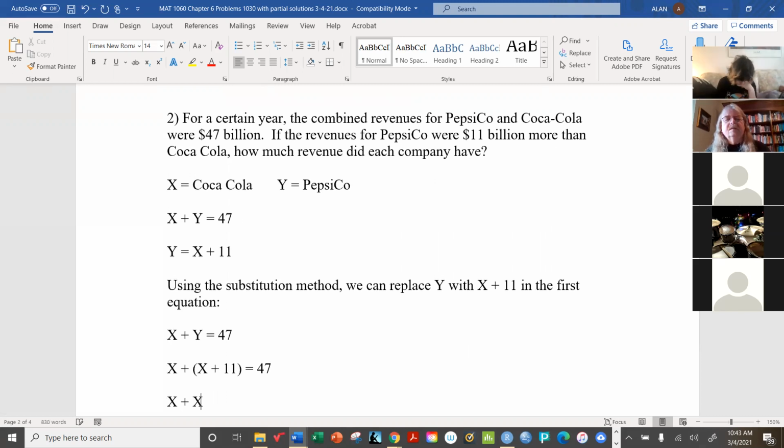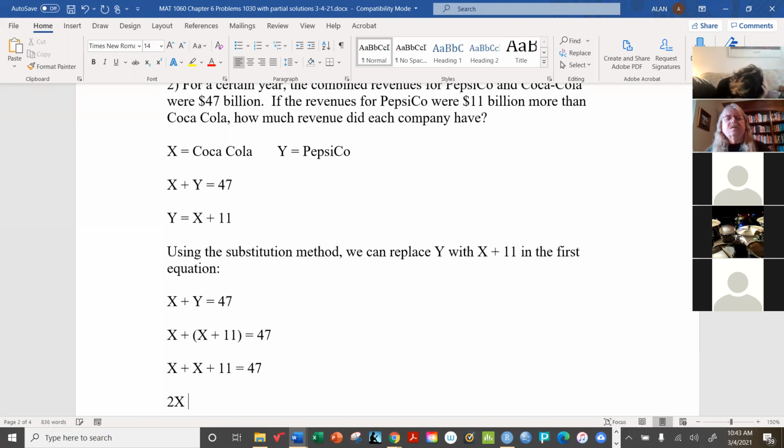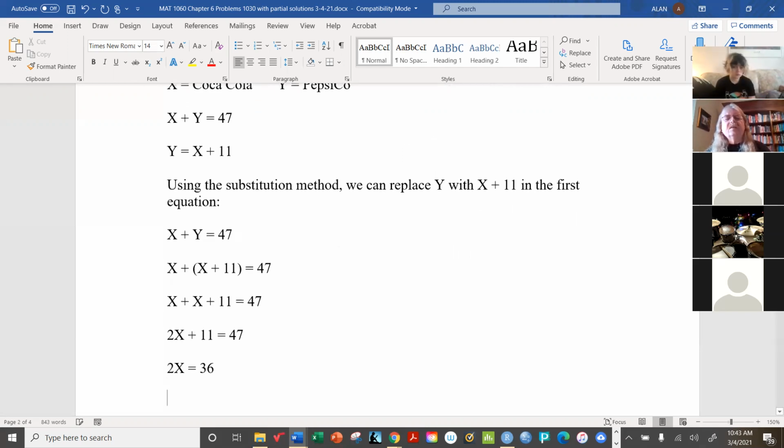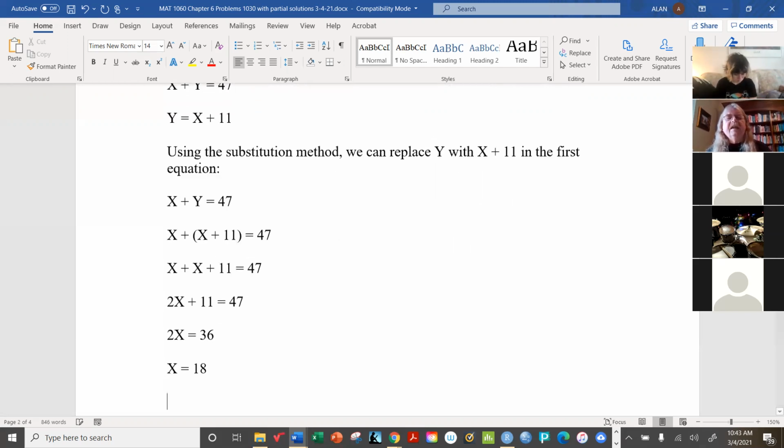And we can get rid of those parentheses now. 2x plus 11 is 47. This is very much like the previous one. We subtract 11 from both sides, and now we simply divide out the 2. And that tells me that x must be 18.